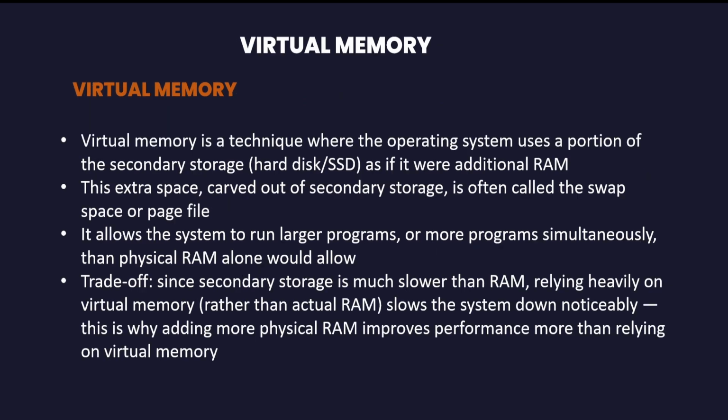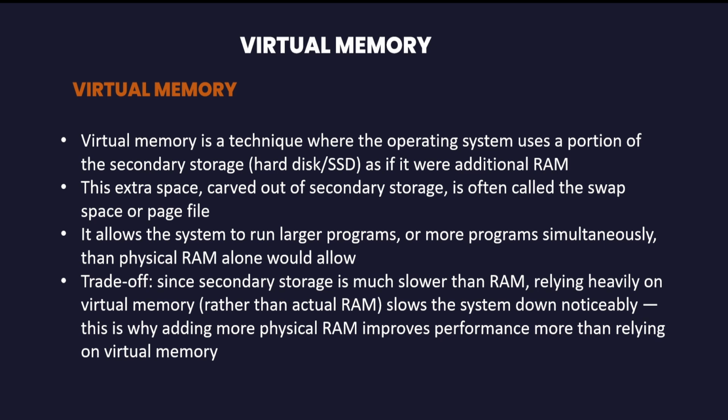Now, virtual memory. Virtual memory is a technique where the operating system uses a portion of the secondary storage, basically hard disk or SSD, as if it were additional RAM. This extra space carved out of secondary storage is often called the swap space or page file. It allows the system to run larger programs or more programs simultaneously than physical RAM alone would allow.